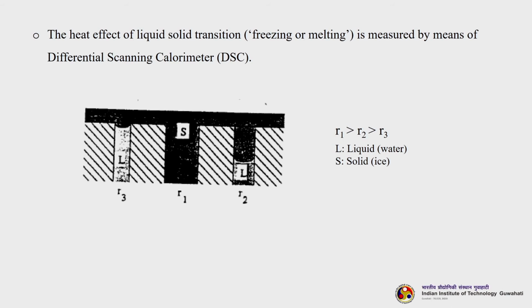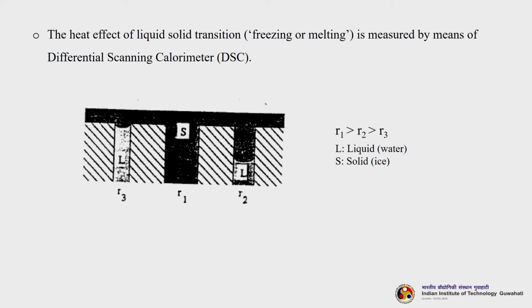I could not find a proper figure, so this figure is taken from Mulder. Let us try to understand it. The effect of the liquid-solid transition, that is freezing or melting, is measured by means of a differential scanning calorimeter. So, you should have a DSC apparatus. If you have a DSC apparatus, you can easily do that, otherwise you cannot do it. That is another disadvantage for this particular technique.